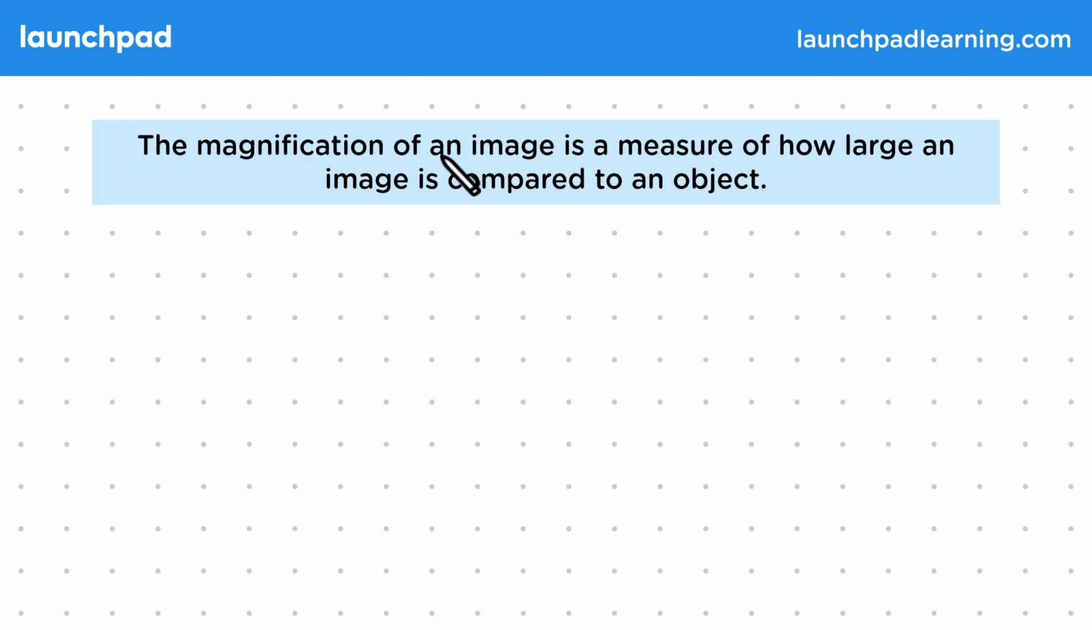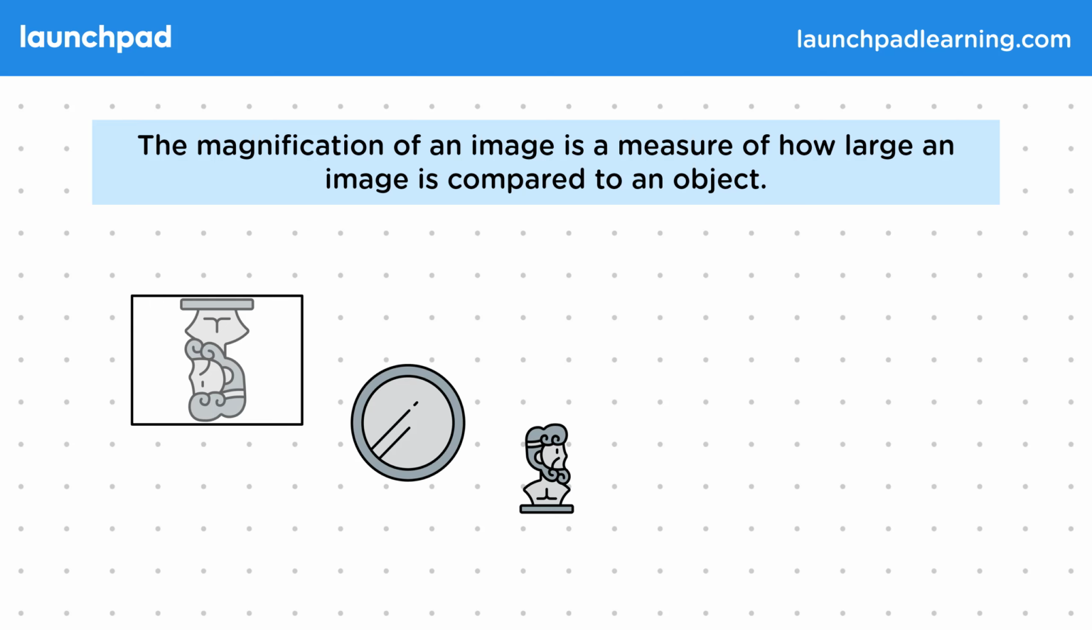The magnification of an image is a measure of how large an image is compared to an object. We can produce images like this using a lens. The lens will refract light from an object so that it can converge on a screen to form a real image. Alternatively, light can diverge and form a virtual image when we look through the lens.